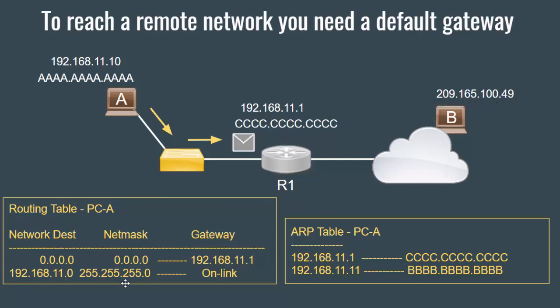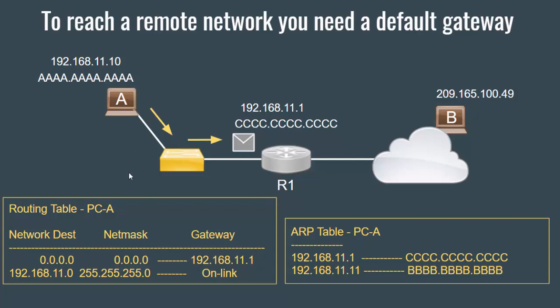Host A, the PC, looks in its routing table, and there's no entry for the 209.165.100 network. So instead, it needs to use the quad 0 route to all unknown networks. For all unknown networks, we go to the gateway at 192.168.11.1. This is the purpose of the default gateway. If you don't have a route in your routing table to reach that network, you use the quad 0 unknown networks and go to the default gateway.